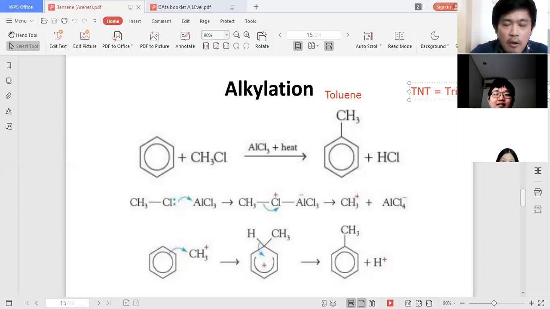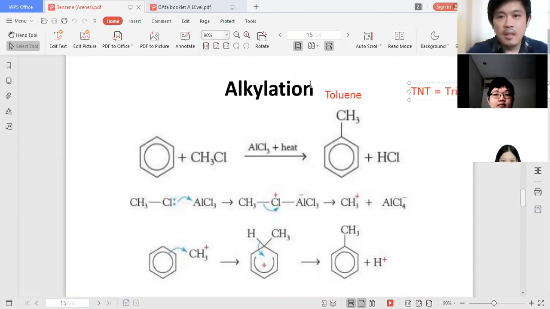Yes. So how to make the trinitrotoluene? We must have the basic toluene. This is called toluene. After we have the basic toluene, then we have to substitute the hydrogen in the benzene with nitro, trinitro. So that becomes TNT. TNT can be in the form of liquid, or in the form of solid.